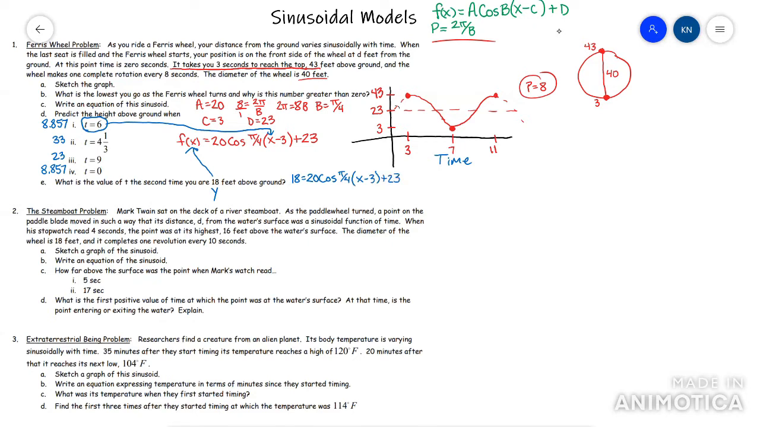And you have to go solve this for the letter x. So you would subtract 23, you would divide by 20, then you would need a calculator because you're going to have to run arc cos. So here, I'll just write it out real quick. You would subtract 23, so now it's -5. You would divide by 20, so now it's -0.25 or -1/4.